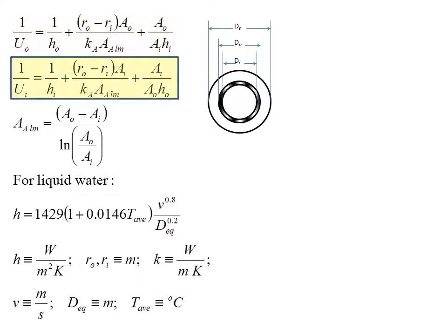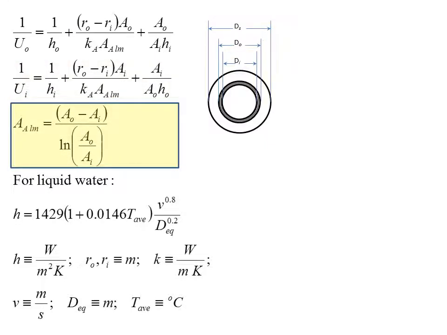We can construct the same formula if we want to base our heat transfer coefficient on the inside surface area of the tube, and it's given by the relationship there. The log mean area is just the difference between the outside and inside surface area of the tube, A0 minus AI, divided by the logarithm of A0 over AI. Many studies have been done with water, and so we have some easy relationships for calculating film heat transfer coefficients either on the inside or the outside of the tube.